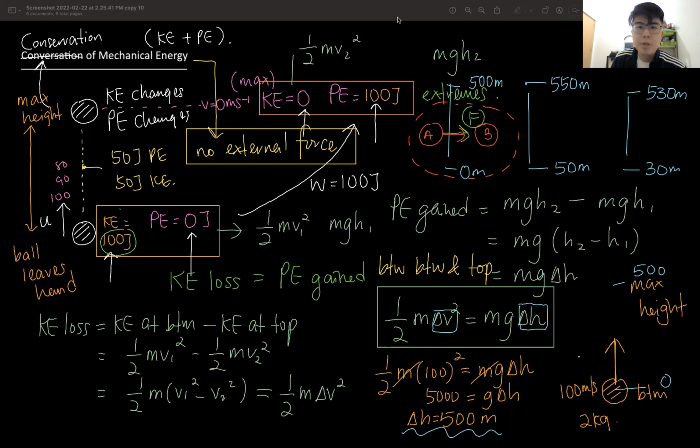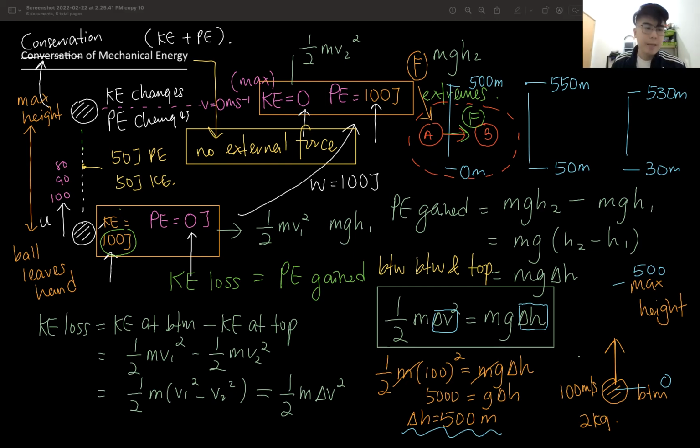Then what is external force? Okay, suddenly there's a person who comes in and pushes it. This person initially is outside. So this is an external force. So what happens if you have an external force? If you have an external force, then the energy no longer conserves.